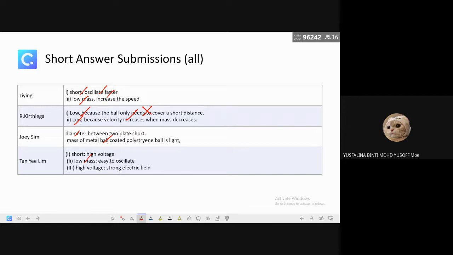Easy to oscillate. Not so. Short, high voltage, no. The distance is not, it doesn't connect with the voltage. The voltage is actually connected to the amount of voltage that we supply. Okay, it doesn't matter whether the distance between the two plates is big or far or close to each other, right? The one that influences the voltage is actually the amount of voltage that we applied. Okay, it doesn't need to be the distance.